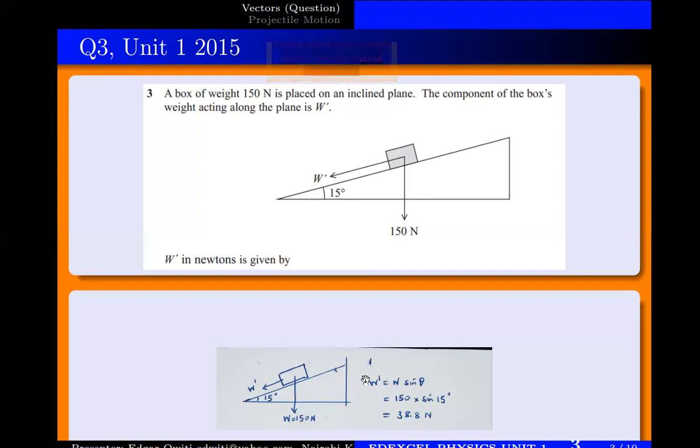And that is what, if you look at the working down here, W prime is just given by weight times sine theta. So you take 150 times sine of 15 degrees, and then you work it out and you get 38.8 newtons.